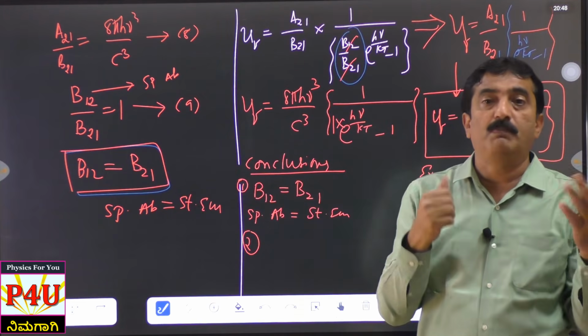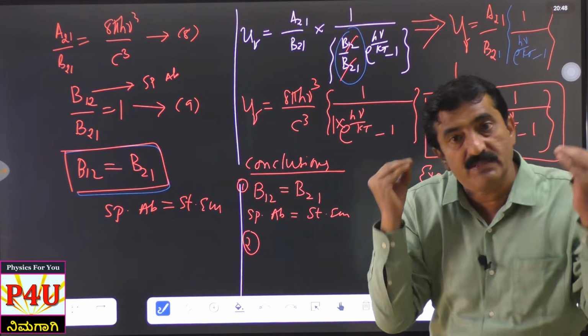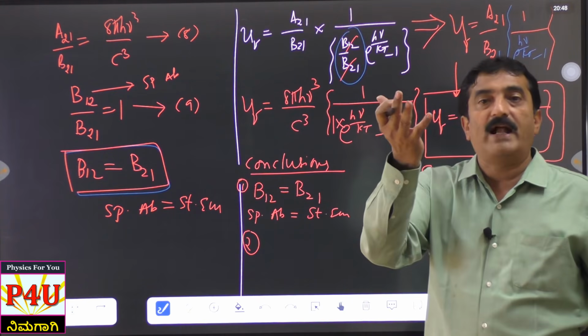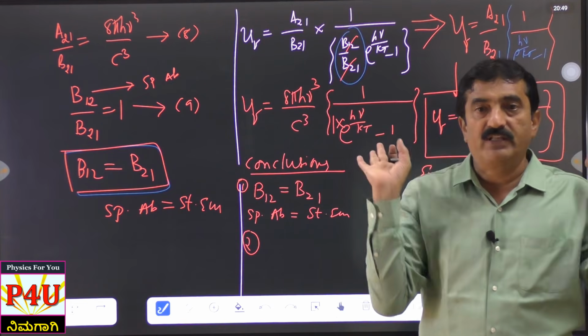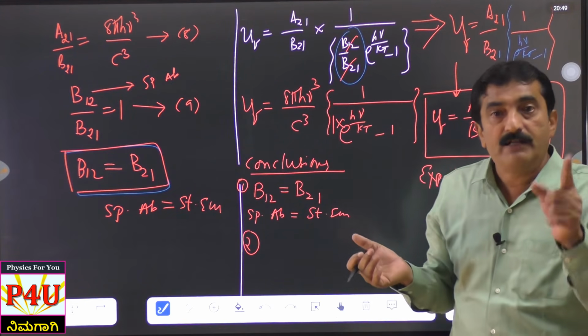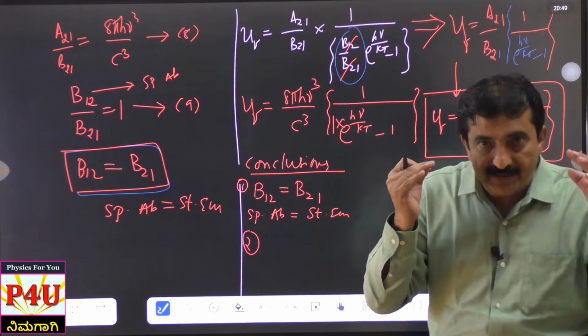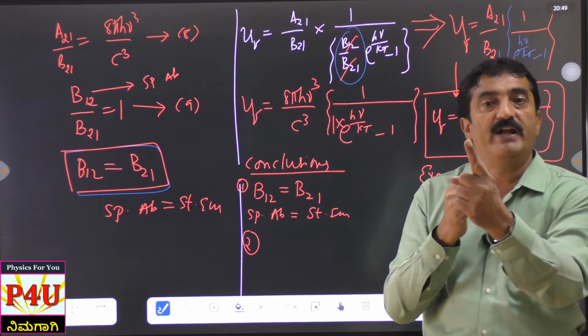More atoms if you want to pump, what all you have to do? Supply more energy. This is what my common sense says. If I want to have more output, I should kick more atoms. To kick more atoms, I must supply more energy. This is the general thinking. That means if incident frequency increases, my thinking says there will be more stimulated emission.